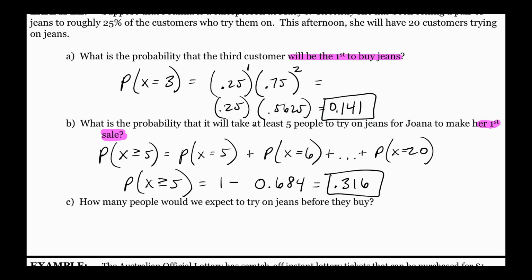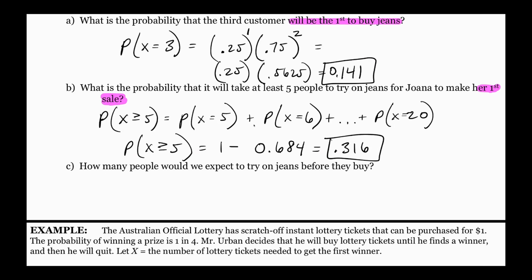Okay, letter C. How many people would she expect on a given day, how many people does it take for her to get her first sale? When is she going to make her first sale? Well, this word right here: expect. There you go. Expect should tell you I'm going to use the mean. 1 divided by the probability.